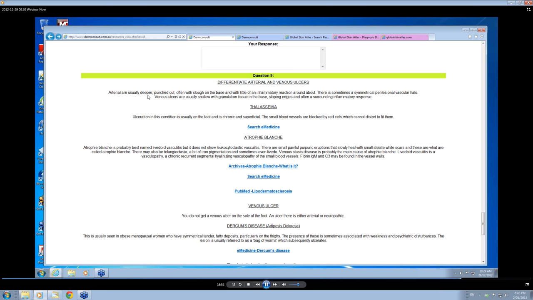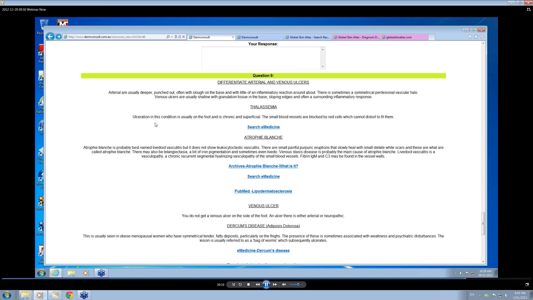They don't have the sharp edge that you see with an arterial ulcer. So arterial ulcers are usually deeper, punched out, often with slough in the base, with little inflammatory reaction round about. Venous ulcers are usually shallow, with granulation tissue in the base, pinkish, sloping edges, and often a surrounding inflammatory response.